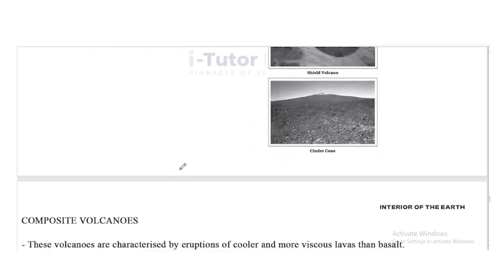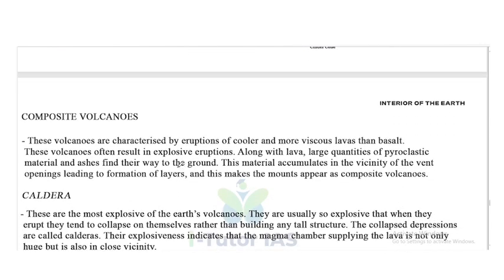Now, the second one is composite volcanoes. These volcanoes are characterized by eruption of cooler and more viscous lava than basalt. These volcanoes often result in explosive eruptions. Along with lava, large quantities of pyroclastic materials and ashes find their way to the ground. This material accumulates in the vicinity of the vent opening, leading to the formation of layers, and this makes the mounds appear as composite volcanoes.